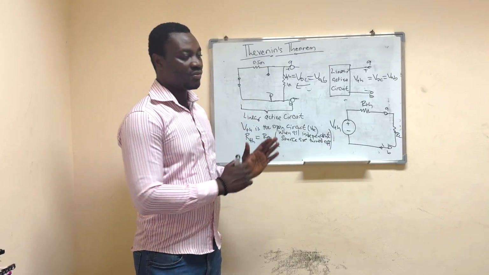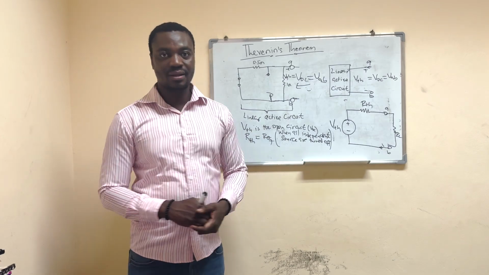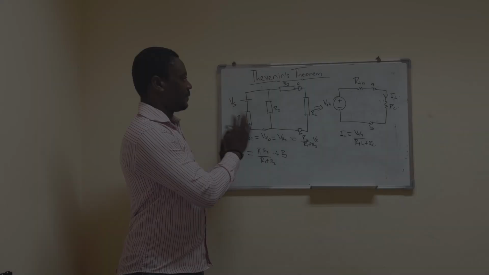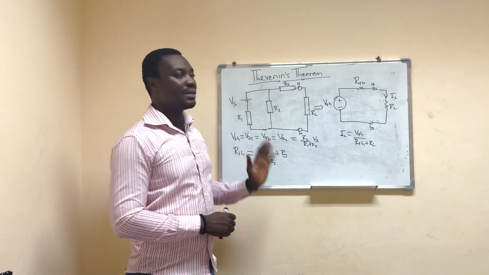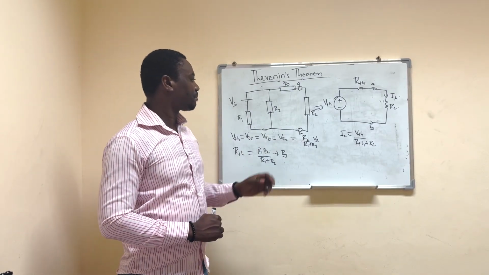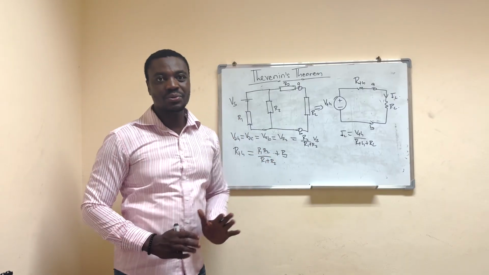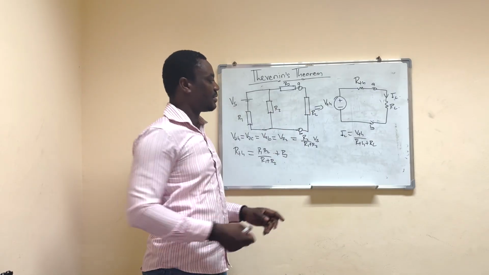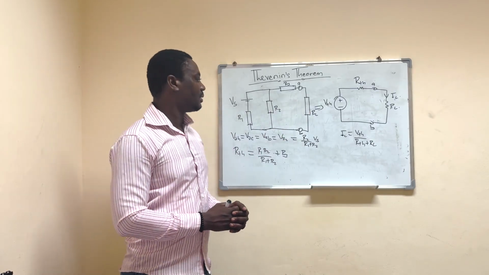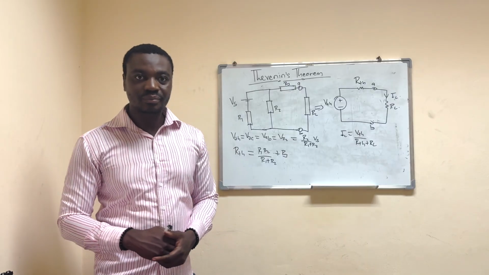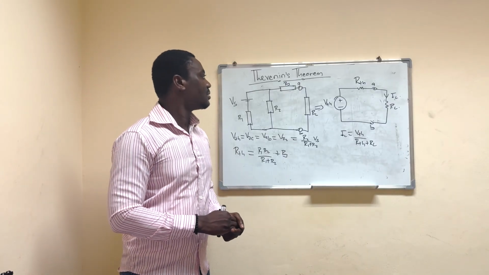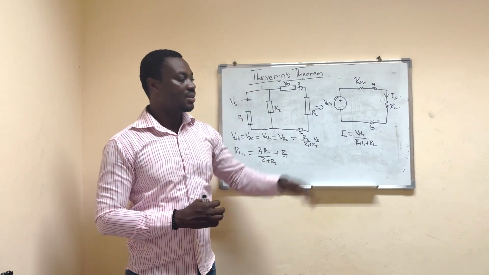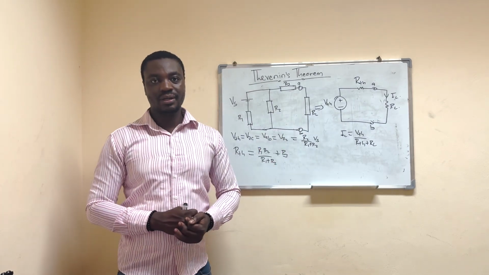I'm going to provide an example, and then we'll see how we can better apply Thevenin's theorem. Here, I have an example on the board, and I'm going to use Thevenin's theorem to solve for the current passing through the load resistor. When it comes to this, we try to find Thevenin's equivalent circuit from this circuit diagram, right?